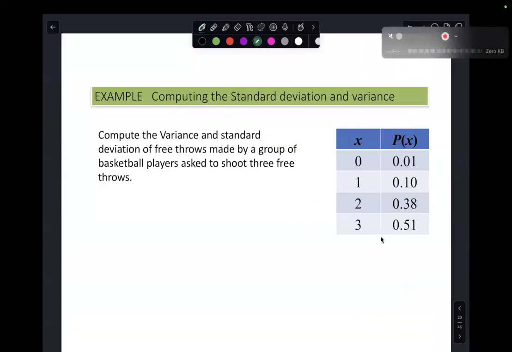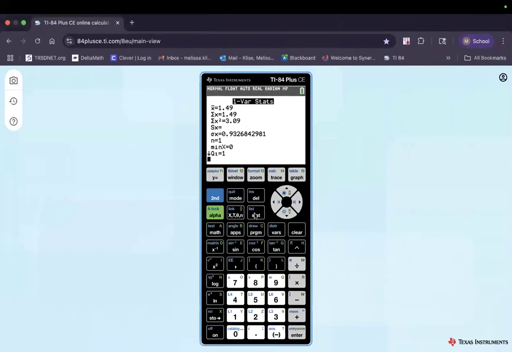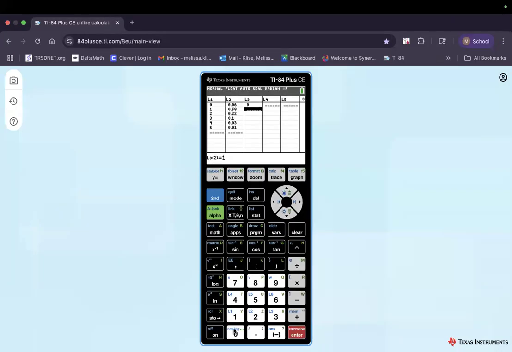So let's do this with the free throw data. I'm going to go back to my calculator, go back to my stat, edit. Don't erase these. Let's go to list 3. I'm going to do 3 and 4. I do this all the time when I'm jumping back and forth between data sets. In list 3, I'm going to put the free throws: 0, 1, 2, 3. And list 4 is where we're going to put the probabilities.